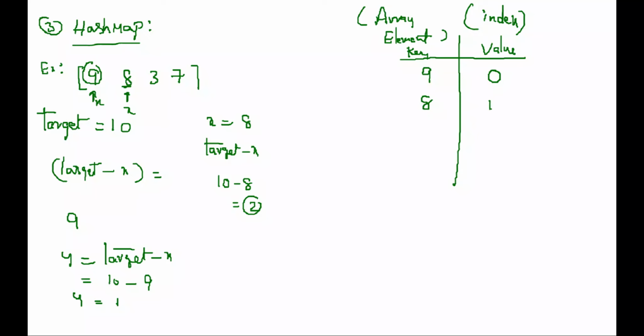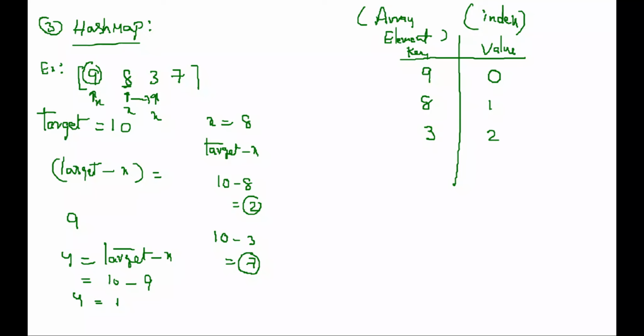Now again you just move this x to the right hand side. So now the x value is 3. Now you see 10 minus 3. 10 minus 3 is equal to 7. So is 7 there in this? No. So now you just simply add this 3 and its index 2 to the hash map.